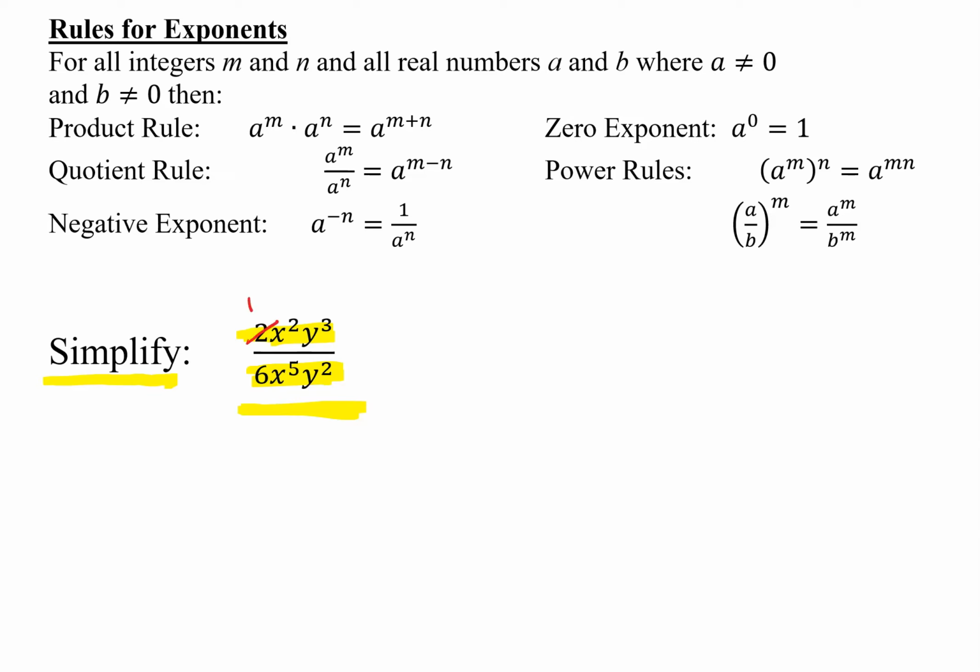So 2 goes into 2 once, 2 goes into 6 3 times. So I'm going to get left with 1 in the numerator and 3 in the denominator. So now I need to start working on my variables.